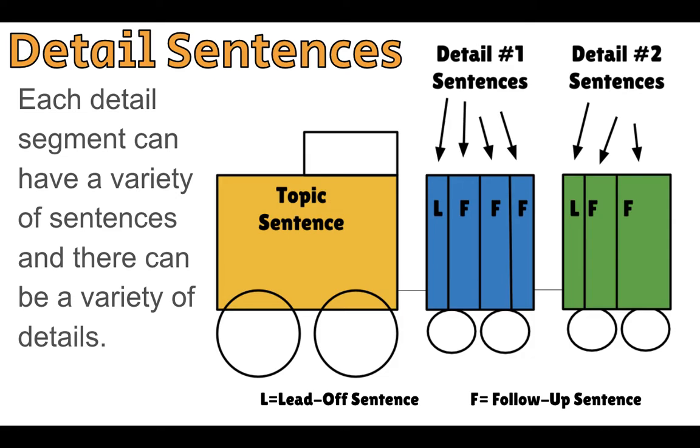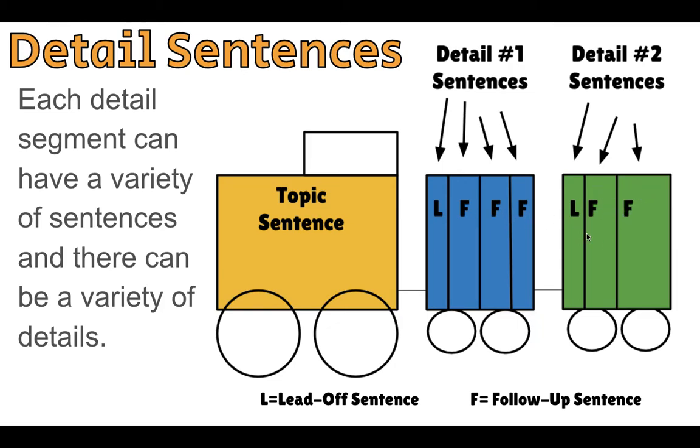Now, as far as detailed sentences, each detailed sentence can have a variety of sentences, and there can be a variety of details within it. Let's say our topic sentence is that there are two reasons why North Tama is better than GR. This one would be one of those two reasons, and as you can see, there are lead-off sentences and follow-up sentences. We'll go through those shortly.